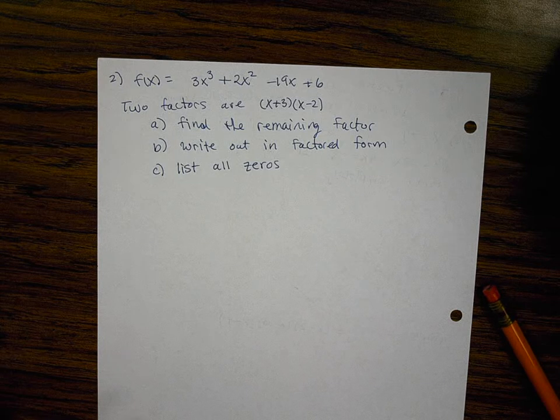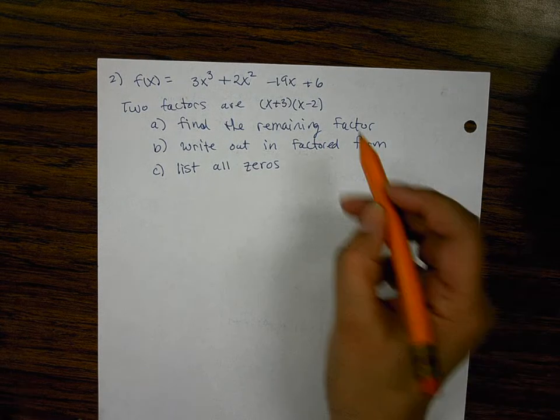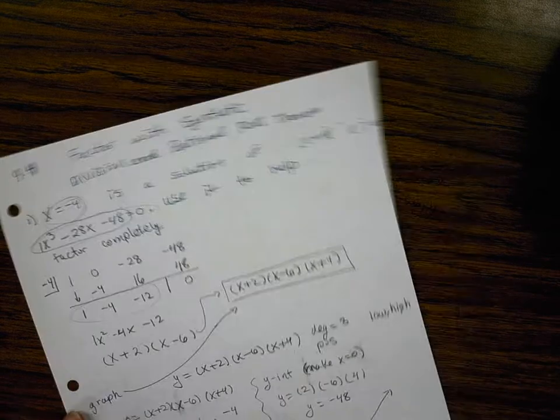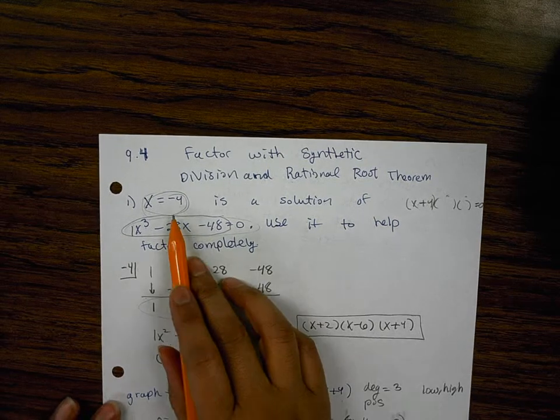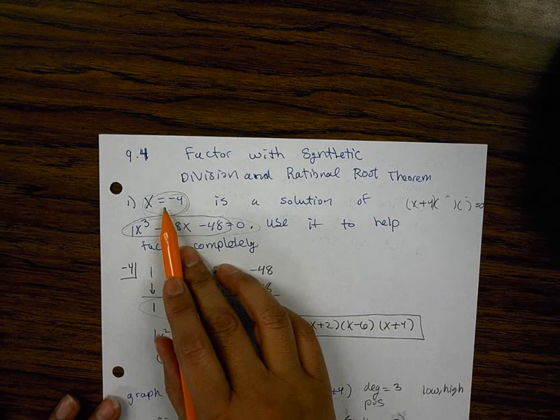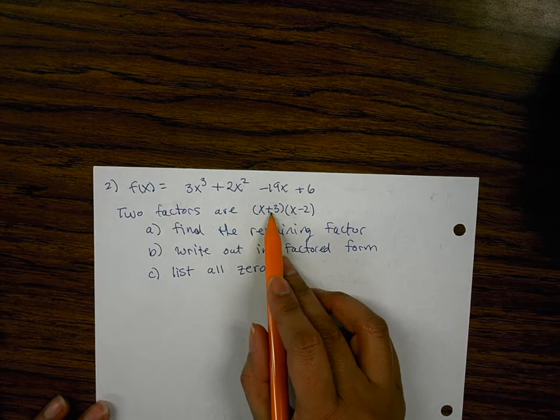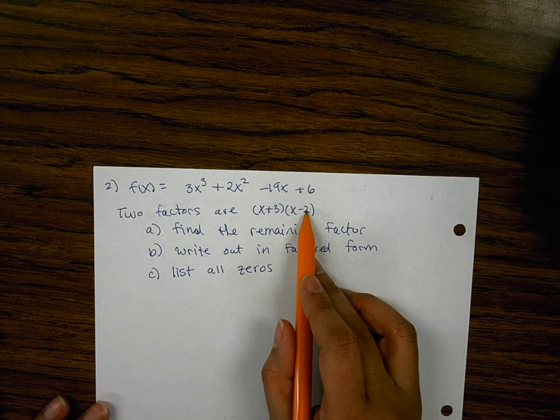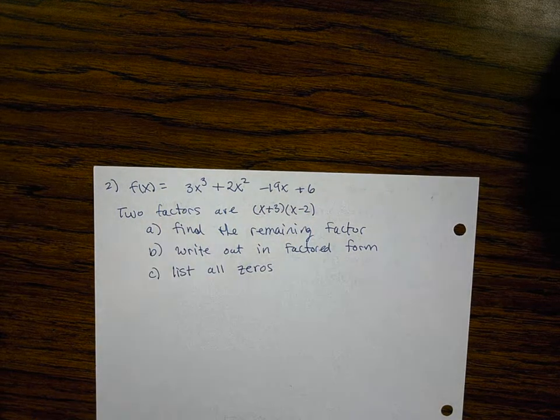All right. Now, they gave us two factors. On this previous problem, they only gave us one factor. They didn't give it to us in factored form. They didn't give it to us as x plus 4. They gave it to us as a solution. But they only gave us one. Here, they're giving us two solutions. -3 is a solution and +2 is a solution if I were to set that equal to 0.